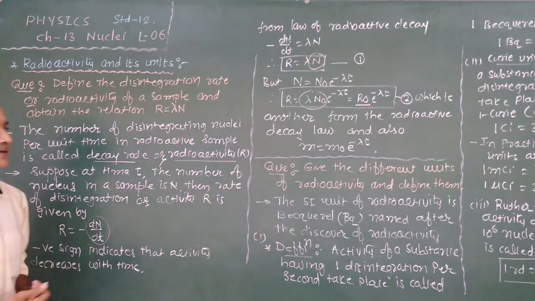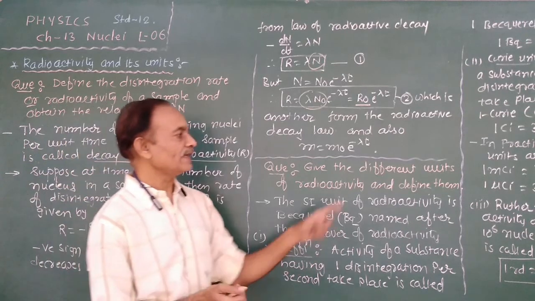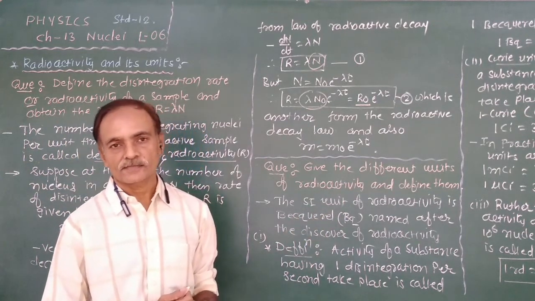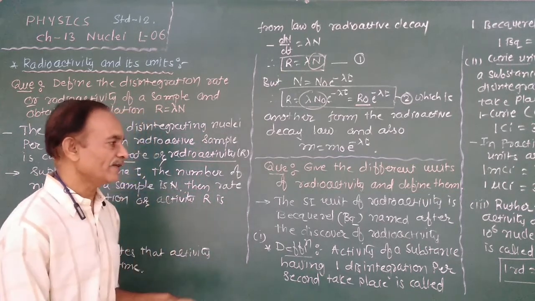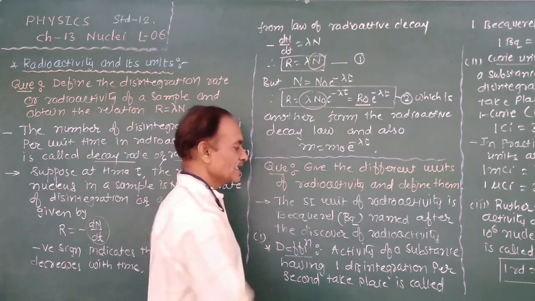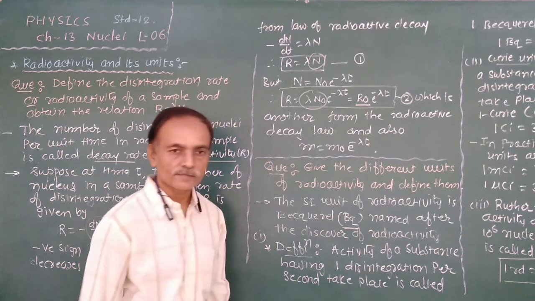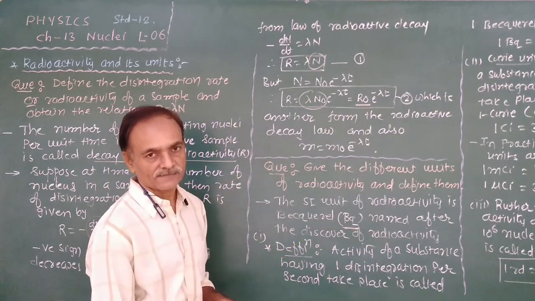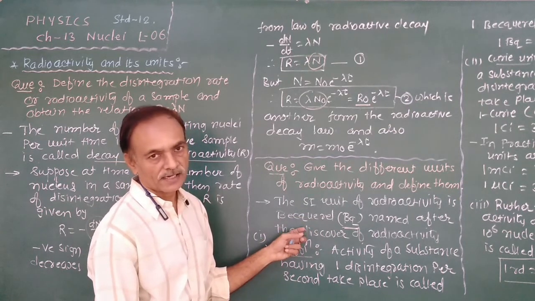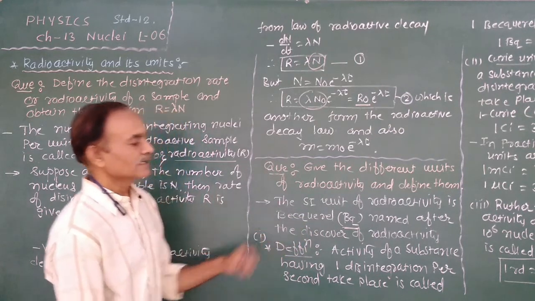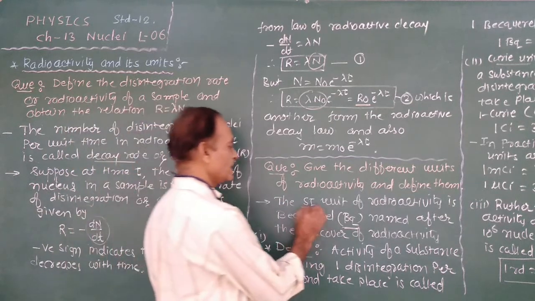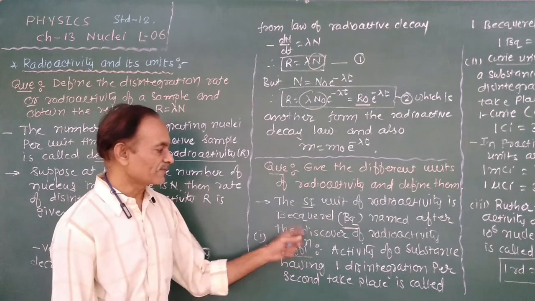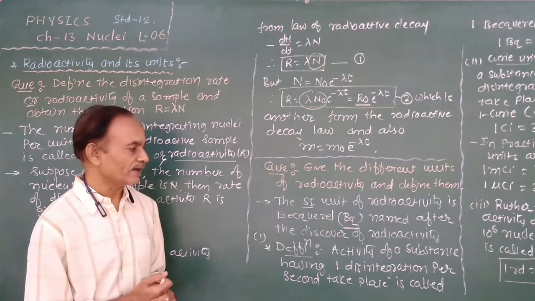After that, give the different units of radioactivity and define them. And what is the relation between them? Now the SI unit of radioactivity is the becquerel, denoted by Bq, named after the discoverer of radioactivity, Henri Becquerel. Again, the SI unit of radioactivity is the becquerel, named after the discoverer of radioactivity.